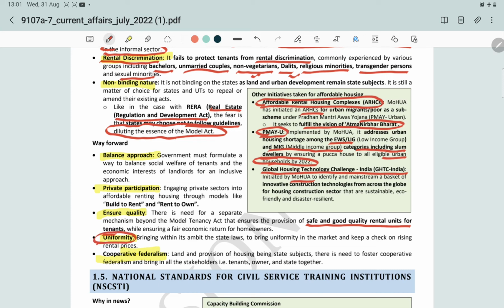And there must be uniformity, bringing the state laws within the MTA to bring uniformity in the market and keep a check on rising rental prices. Cooperative federalism. So what is this? Land and provision of housing being state subjects, there is a need to foster cooperative federalism and bring in all stakeholders, that is the tenants, owners and states, together.